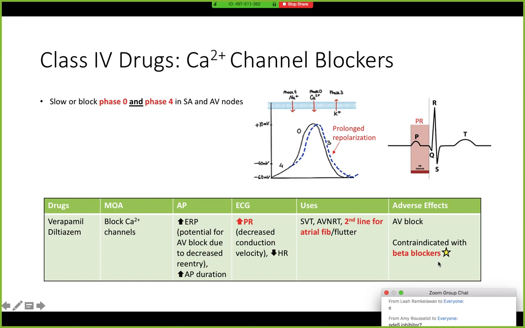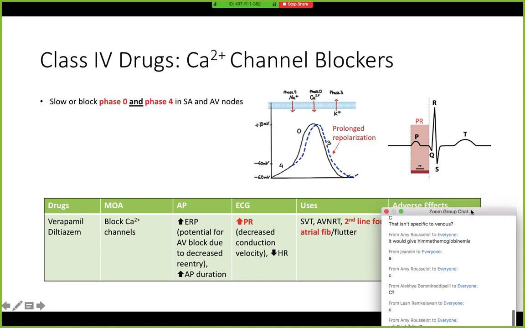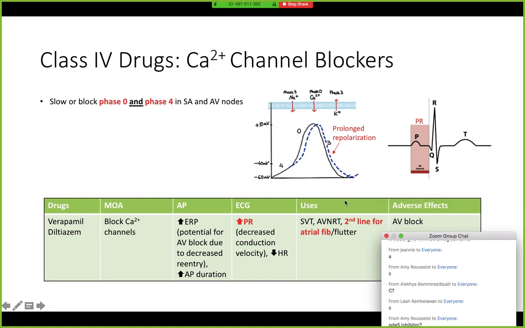And then also they are contraindicated in use with beta blockers. If you are decreasing the heart's contractility by giving a calcium channel blocker, and then you're also using a beta blocker to slow down the heart rate, that leads to a synergistic effect. That's why beta blockers are contraindicated in use with your calcium channel blockers, because they're having the same effect and it could be too much.